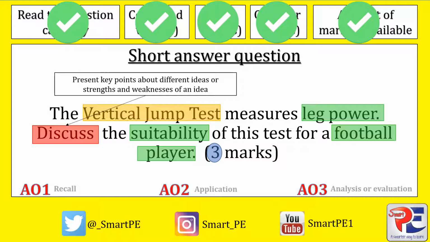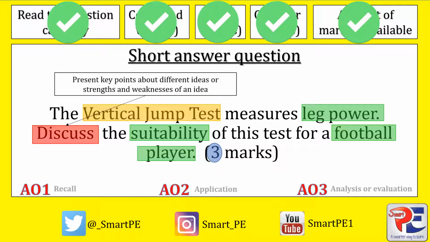So if you were to write as many different points that agreed that the vertical jump test was suitable, let's say for example you decided to do 10 different points that agreed that this was a suitable test, the maximum you get for this is 2 out of 3 marks. In order to get 3 out of 3 marks for this question, you'd have to write at least 3 separate points that show that you agree and that you disagree that the vertical jump test would be suitable to test a football player. So for example, you might write 2 sentences that agree that it's a suitable test and 1 sentence that disagrees to get your 3 out of 3.